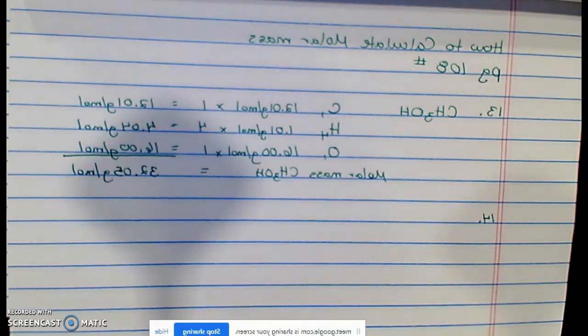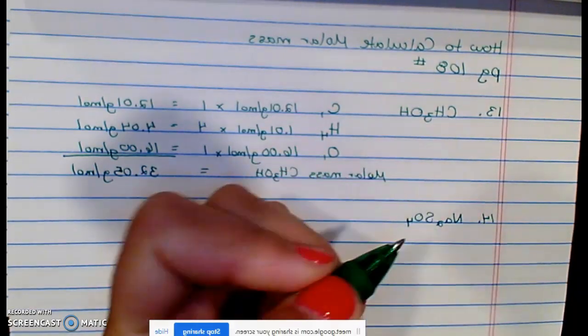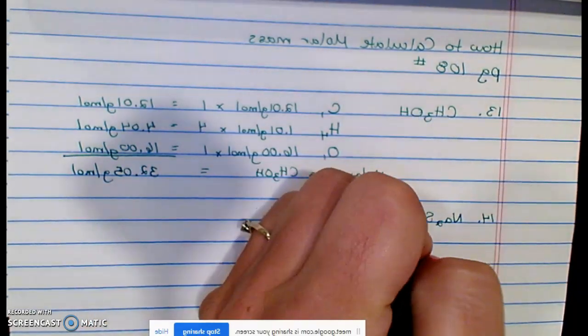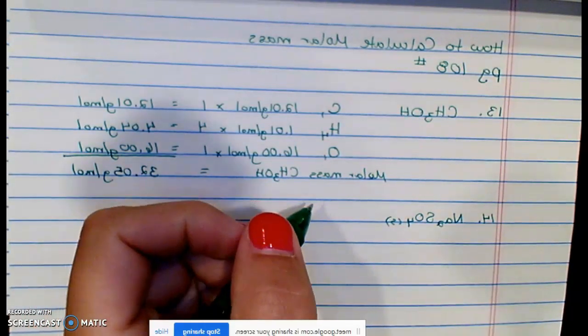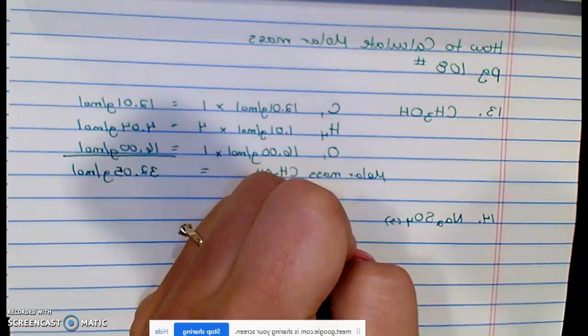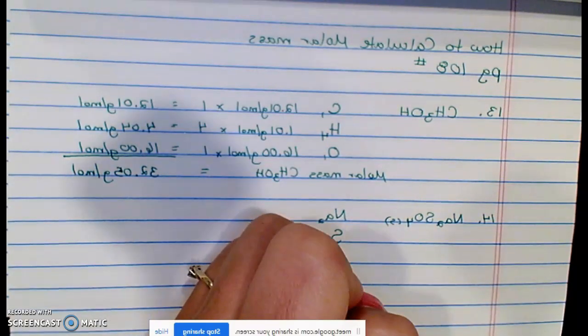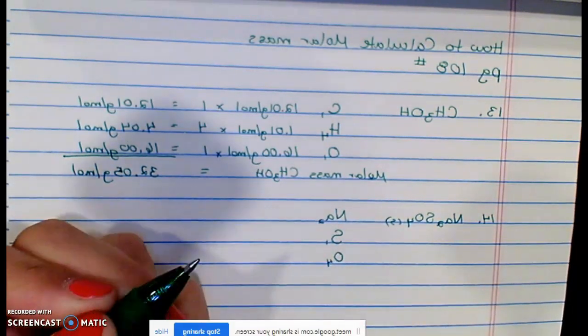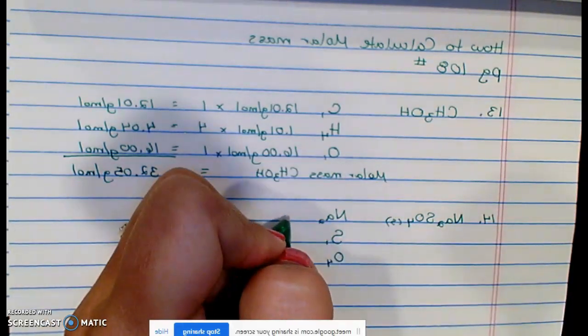Okay, so let's go back to page 108 to find out what the other question was. Okay, Na2SO4. Okay, sodium sulfate. So let's take it apart. How many sodiums? I have 2. How many sulfurs? 1. How many oxygens? 4. Okay, so now let's ask the textbook periodic table what the molar mass of each of these things are.